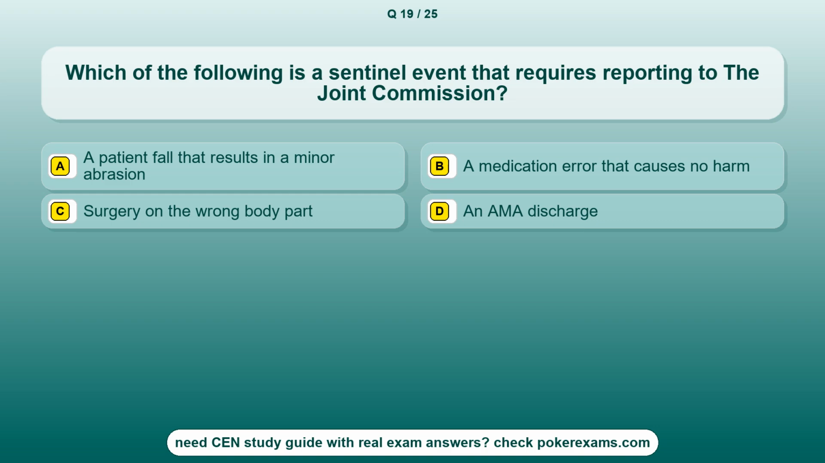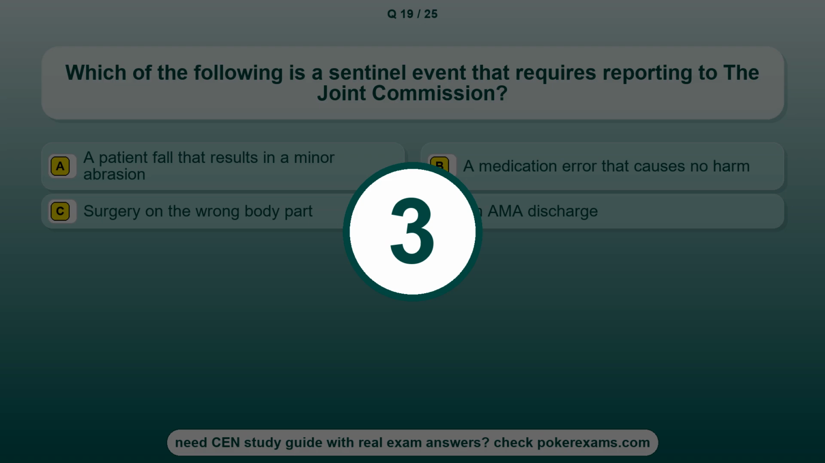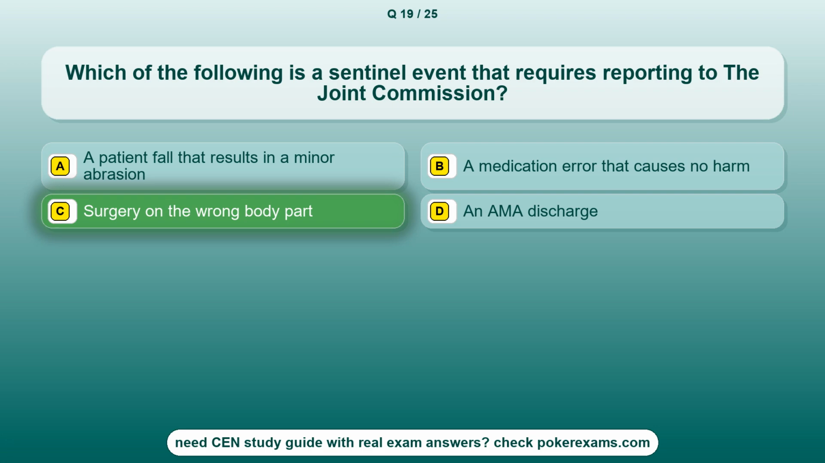Question 19. Which of the following is a sentinel event that requires reporting to the Joint Commission? Option A, a patient fall that results in a minor abrasion. Option B, a medication error that causes no harm. Option C, a surgery on the wrong body part. Option D, an AMA discharge. The correct answer is option C, surgery on the wrong body part.